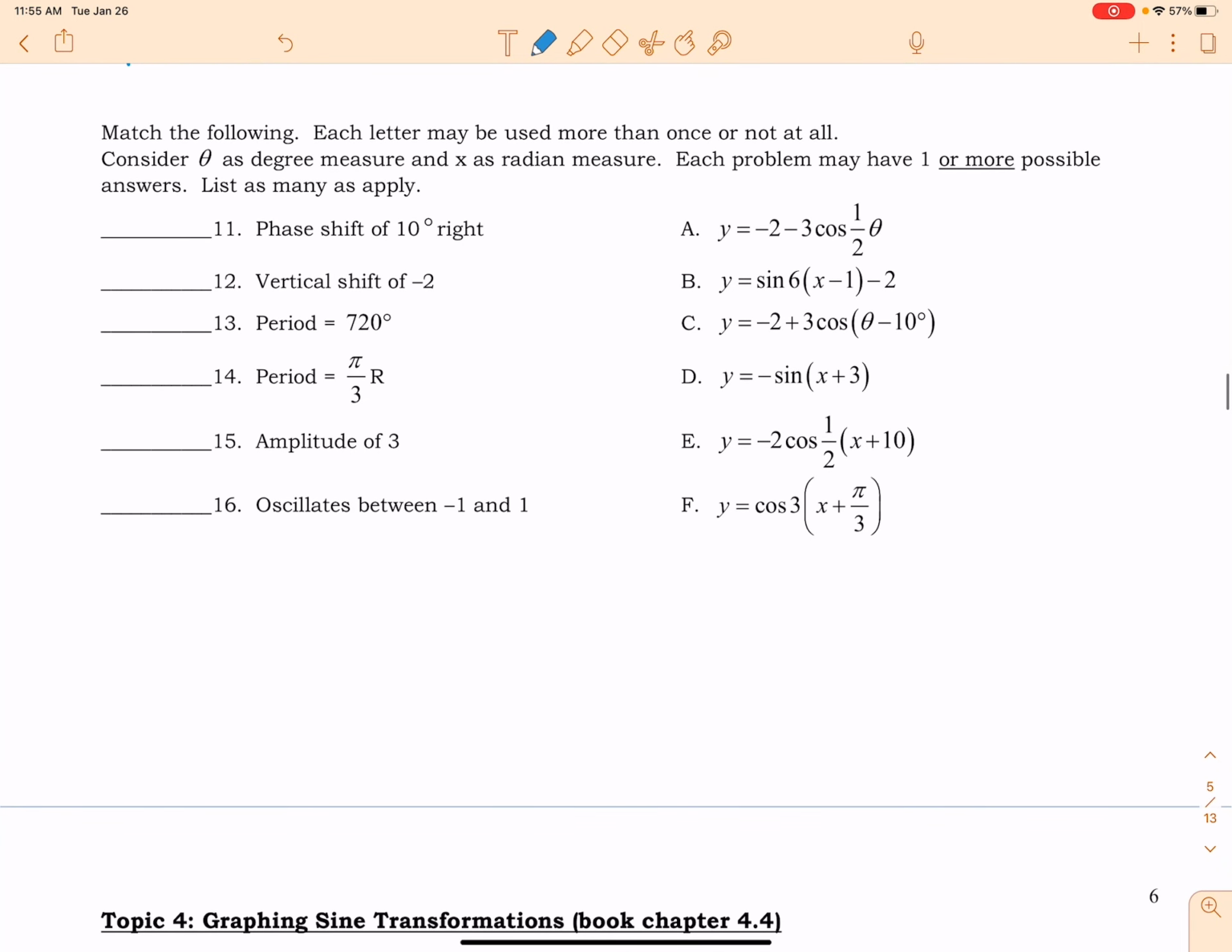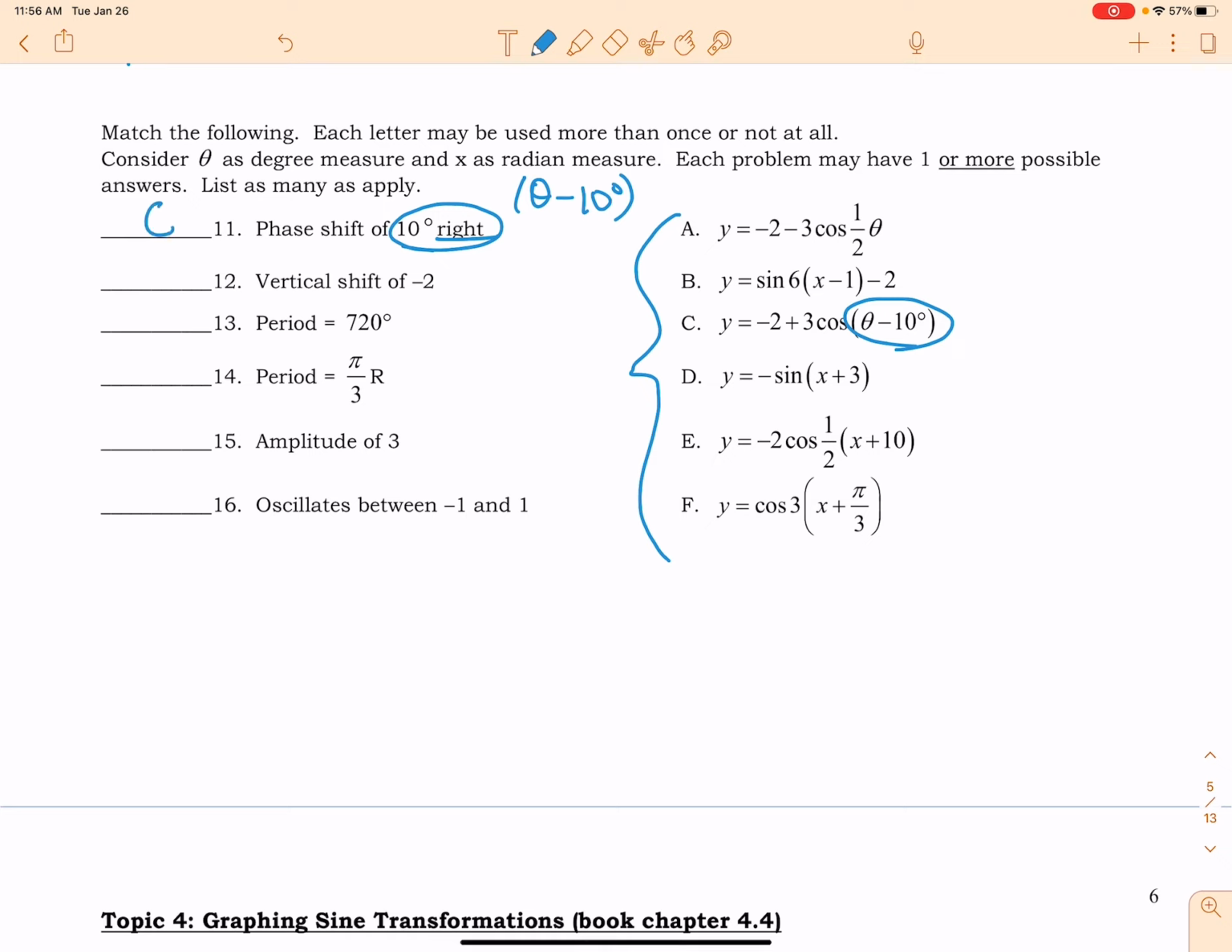Easy peasy lemon squeezy. Alrighty, so this matching question here, let's go over this. We can use each of these letters more than once or not at all. So we are going to look at a description over here on the left. Number 11, we have a phase shift of 10 degrees right. So what is that going to look like? Well, we're in degrees, so it's going to mean theta to the right minus 10 degrees. So we're looking for something like that in our equations. Oh look, we've got one right here, and that is all. So it is just C.